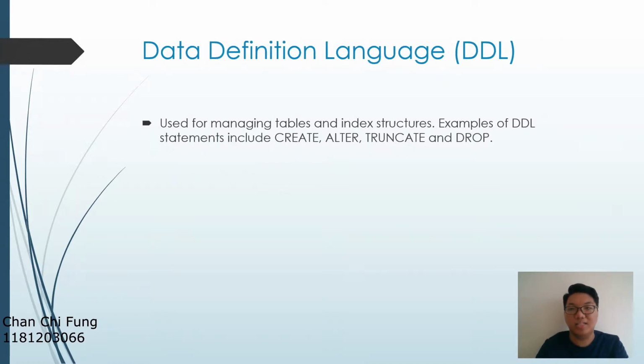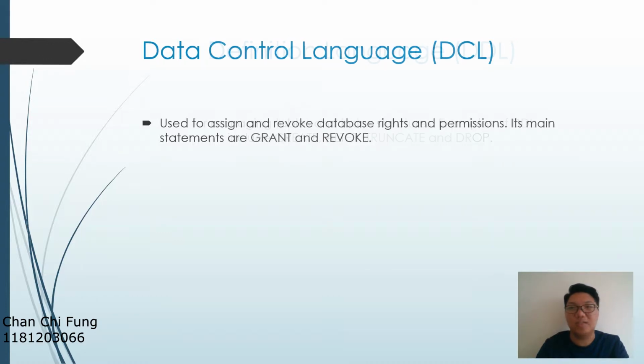The second category is data definition language, which is DDL. DDL is used to manage the tables and index structures. Examples of DDL statements include create, alter, truncate, and also drop. The third category is data control language, which is DCL. DCL is used to assign and revoke database rights and permissions. Its main statements are grant and revoke.